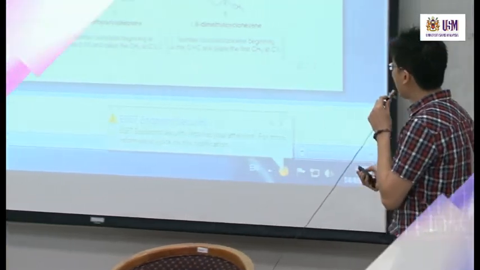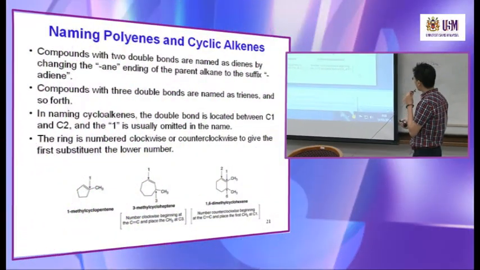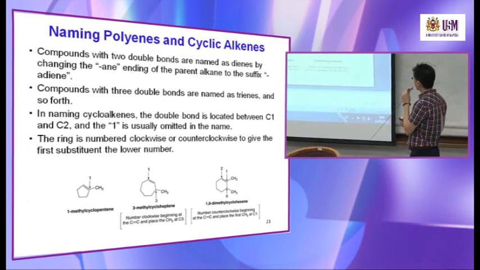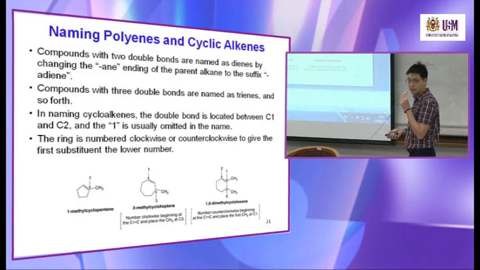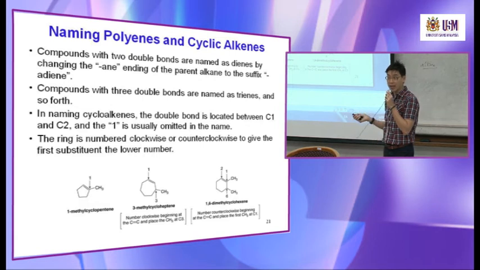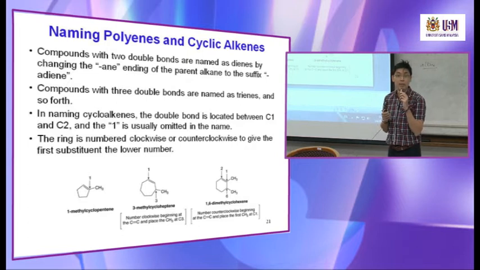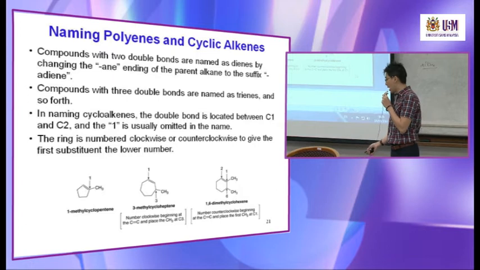Okay, but this is a cyclic alkene. You see, the ring is numbered clockwise or counterclockwise to give the first substituent the lower number. In this case, the rule states that the first substituent, which is the methyl, has to get the lowest number. That means you have to name it number 1. This is the rule for the cyclic alkene. So there is no argument whether it's 1, 6 or 2, 3, because this is the rule that you have to use to name the IUPAC name.